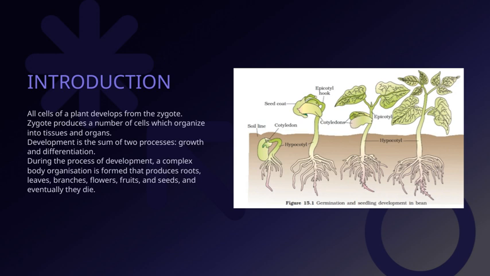We see roots that anchor and nourish the plant, leaves for photosynthesis, branches for support and transport, flowers and fruits for reproduction, and seeds for future growth. Eventually, of course, these structures reach the end of their life cycle and die. This entire process highlights how dynamic and intricate plant development is, connecting back to the broader theme of understanding how plants grow, develop, and reproduce successfully.